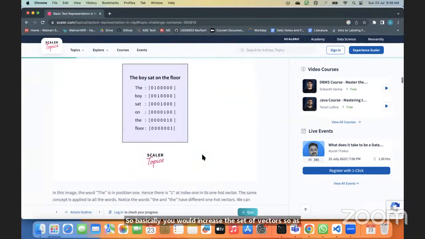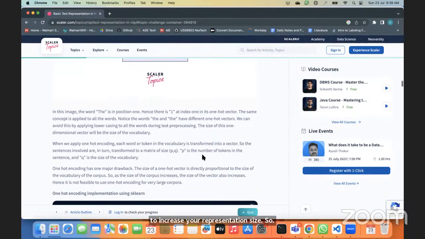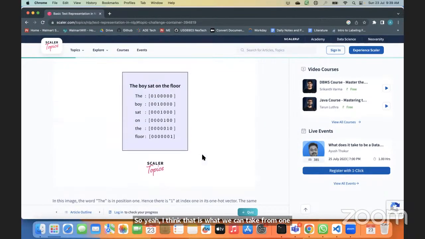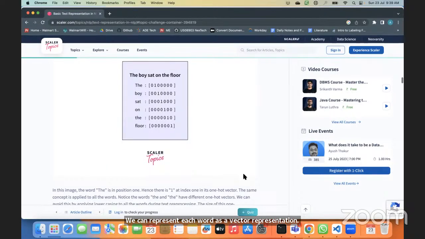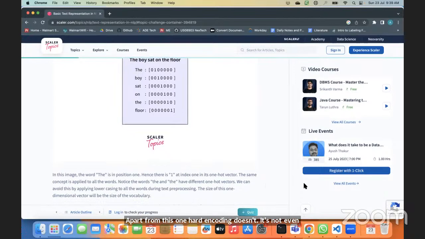So I think that is what we can take from one hot encoding: we can represent each word as a vector representation. Apart from this, one hot encoding is not at all efficient, and we will not use it. But this is where it started, so I am just discussing it. So the main idea is each word can be a vector representation.